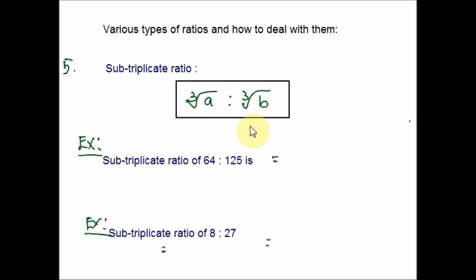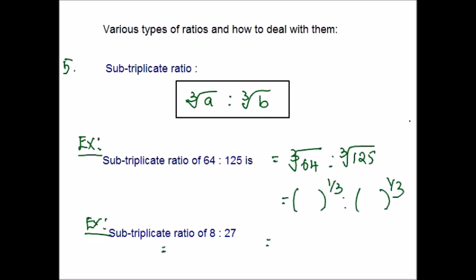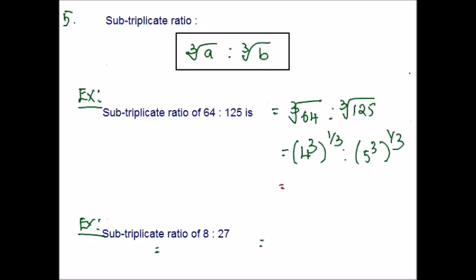Here are two examples. What is the subtriplicate ratio of 64 is to 125? Just take cubic root. Cubic root is nothing but power raised to 1 over 3. 64 can be written as 4 cube. 125 can be written as 5 cube. When there is power over power, we are just going to multiply the exponents. 3 times 1 over 3. In case if you have any query on law of exponents, you can refer to the video law of exponents. So subtriplicate ratio of 64 is to 125 is 4 is to 5.